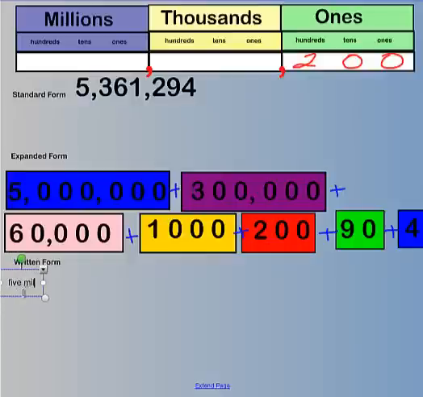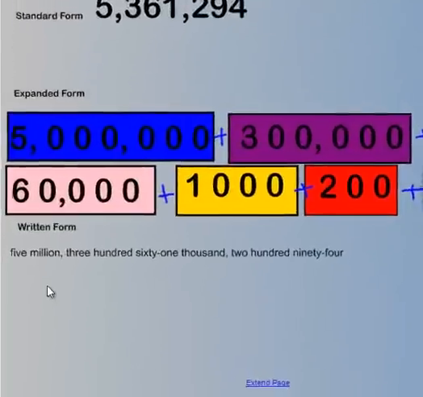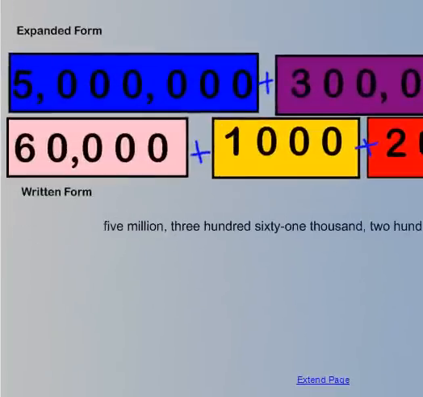So we have 5 million, comma, 361,000, comma, 294. You have to excuse my typing. So how you read it is exactly like we write it in standard form: 5,361,294. Okay, let's go on to the next page.